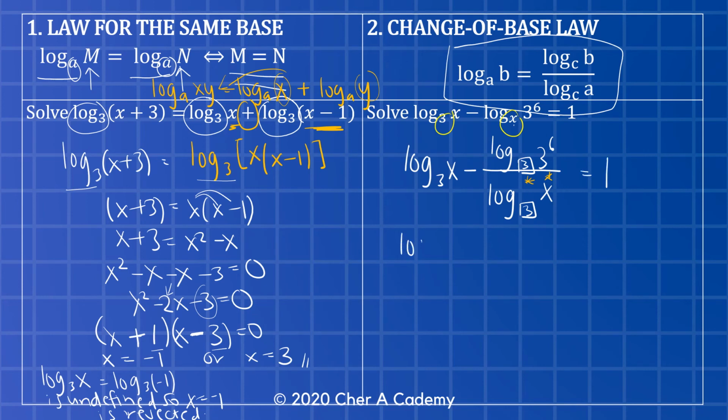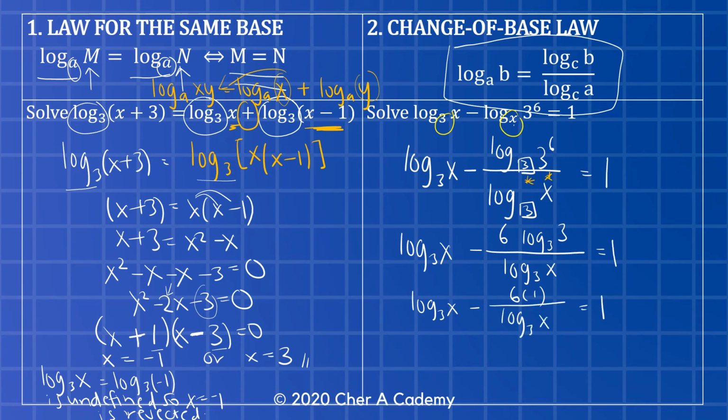Okay, so let's simplify this. Log base 3 of 3 will be 1, but before that let's use the power law first. I'll bring forward my 6. So log base 3 of x minus 6 times log base 3 of 3 over log base 3 of x equals 1. So log base 3 of x minus 6 over log base 3 of x equals 1. I have log base 3 of x here, and I have log base 3 of x here in the denominator.